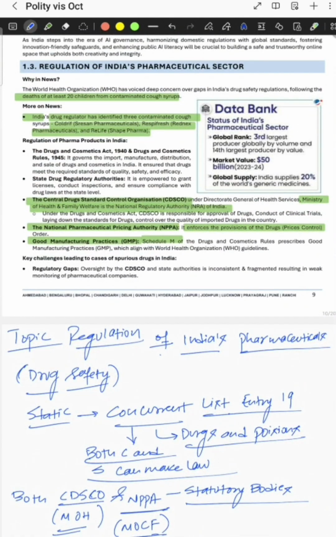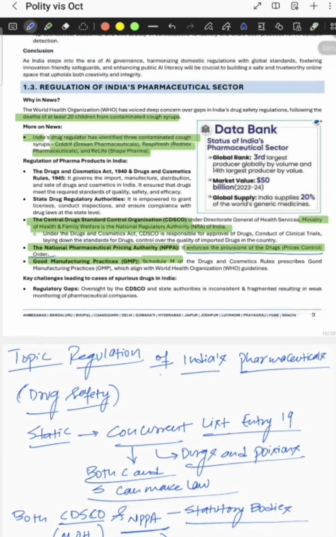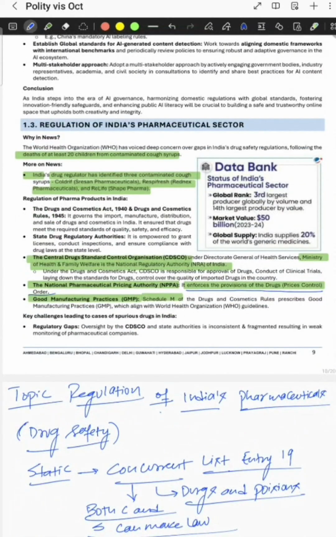Okay, and what does NPPA do? It enforces the provisions of the Drug Price Control Order. And what is GMP? GMP means Good Manufacturing Practices. That is Schedule M of the drugs, a schedule where you need to follow these practices, which aligns with the World Health Organization.